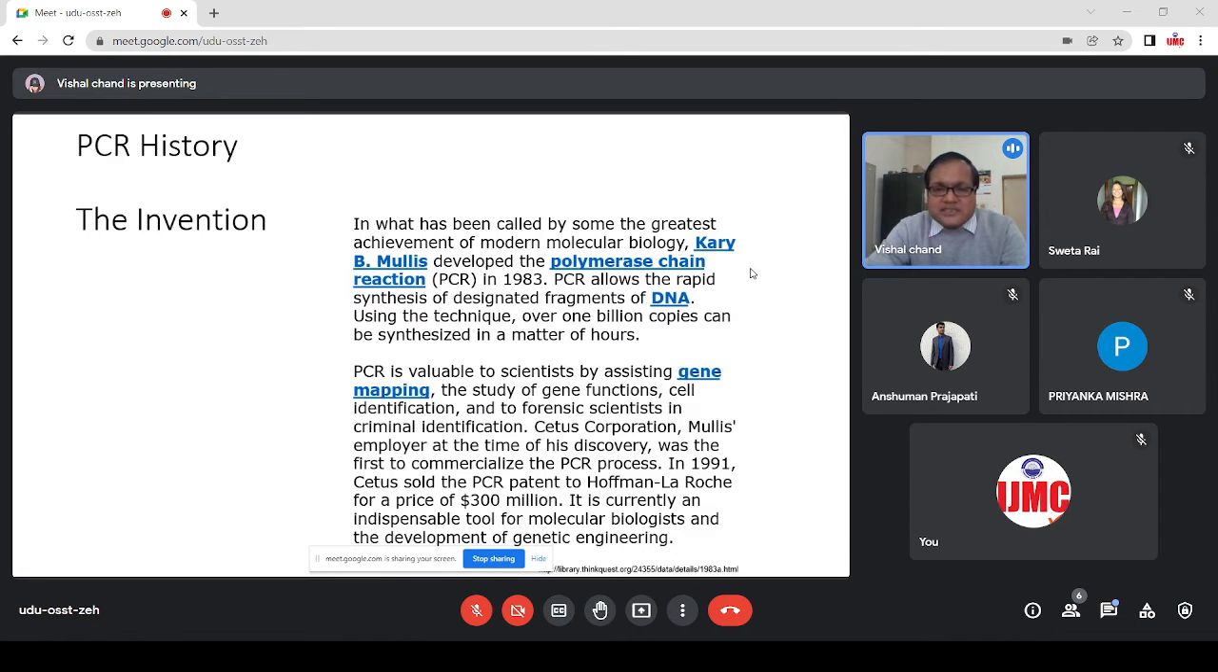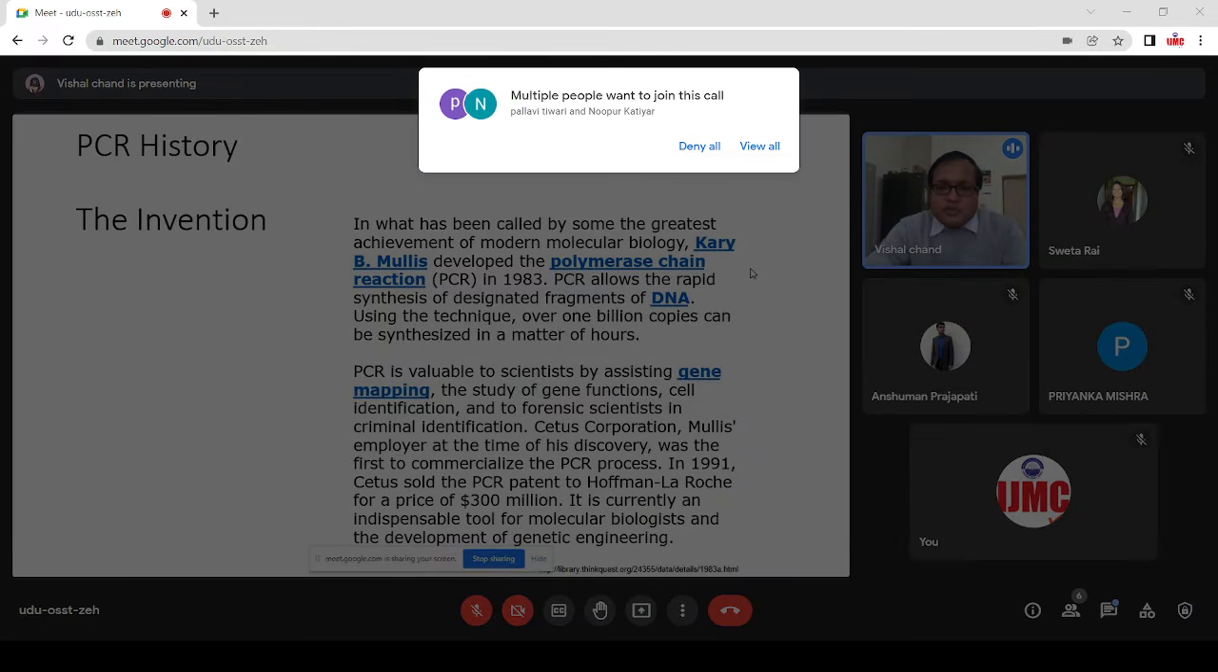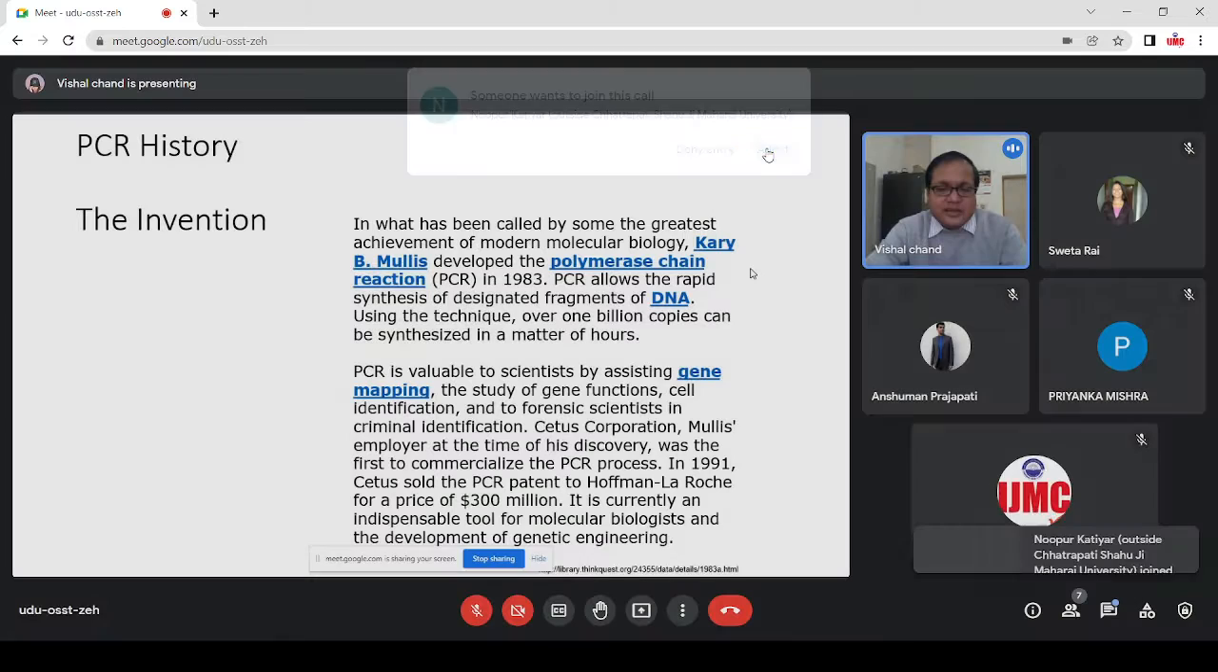PCR allows the rapid synthesis of designated fragments of DNA. Using the technique, over 1 billion copies can be synthesized in a matter of hours. This is one of the very good techniques in which you take just a fragment of DNA and can generate millions of copies in just an hour, and you can see the huge quantity of DNA you have in your hand. This overall technique was developed by Kary B. Mullis. PCR is valuable to scientists by assisting gene mapping, the study of gene function, cell identification, and to forensic scientists in criminal identification.